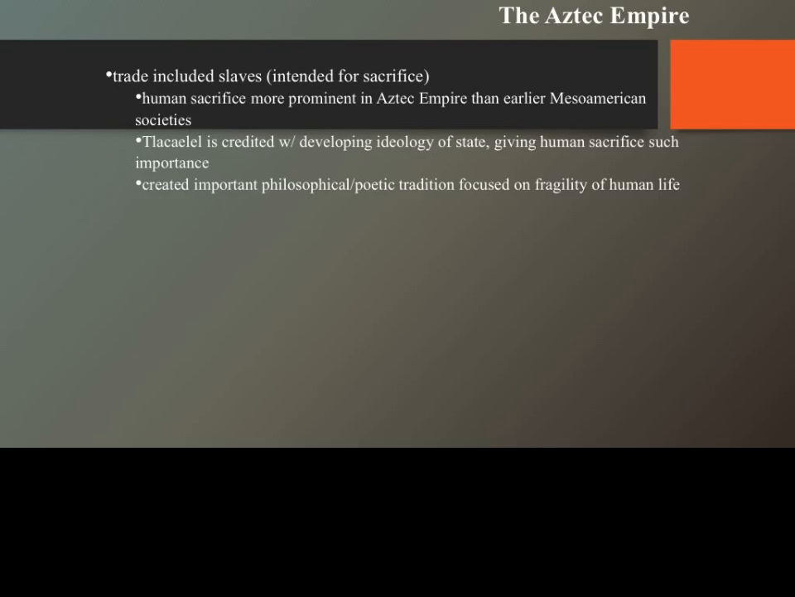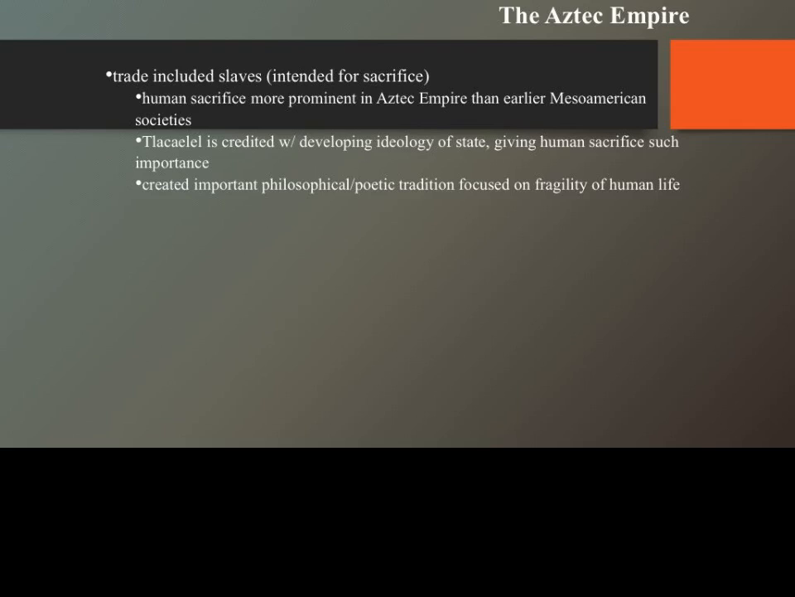And that trade included slaves. Many were intended for sacrifice. Human sacrifice was much more prominent in the Aztec Empire than the earlier Mesoamerican civilizations. Tlacaelel, I'm not sure if I pronounced that correctly, probably not, is really credited with crystallizing the ideology of the state, giving human sacrifice its importance.